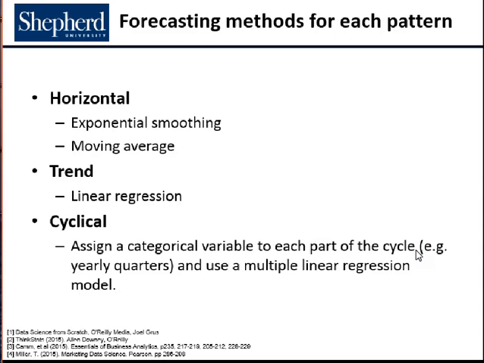So some of the forecasting methods we might use. For horizontal, it would be exponential smoothing or a moving average. For trends, it would be a linear regression. And for cyclical, we might assign a categorical variable to each part of the cycle, and then use multiple linear regression for our model.